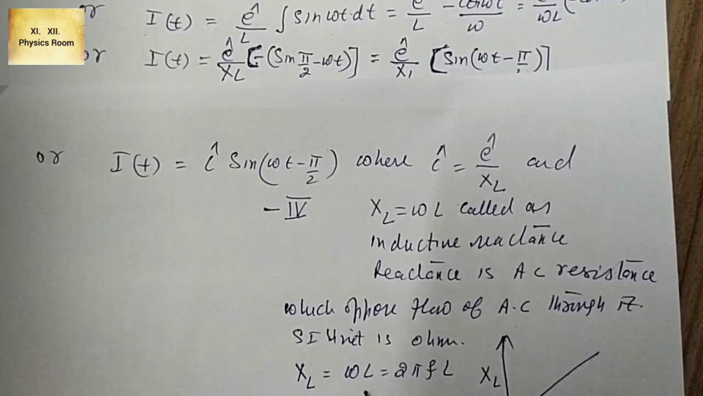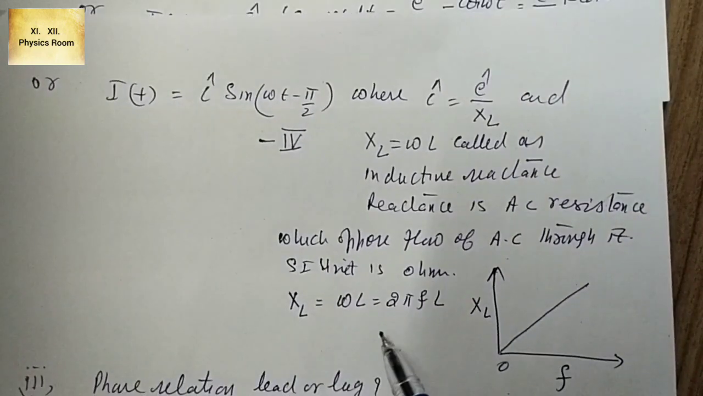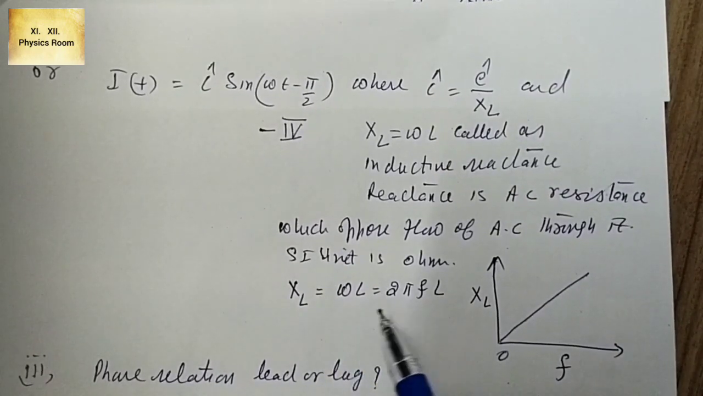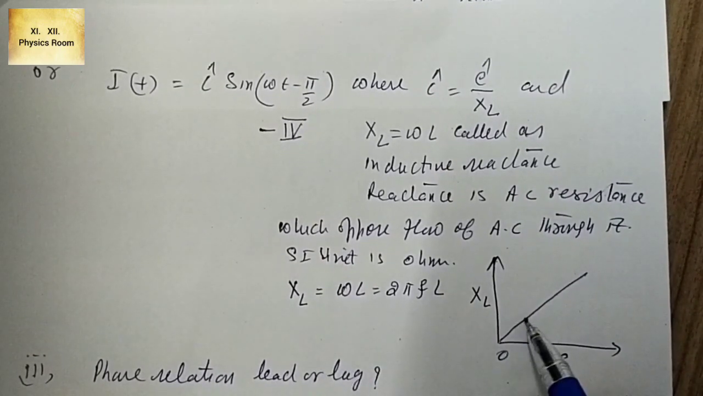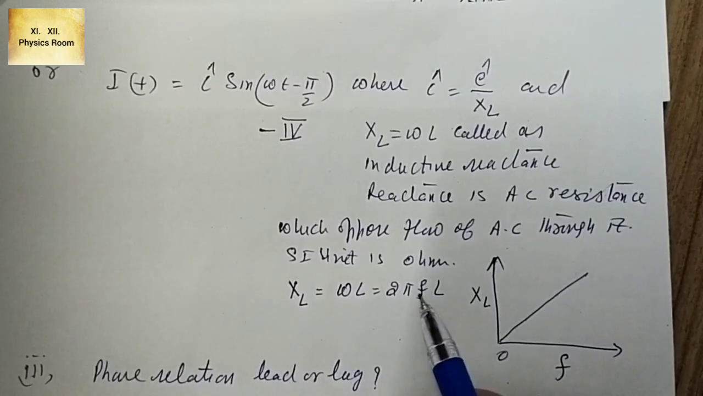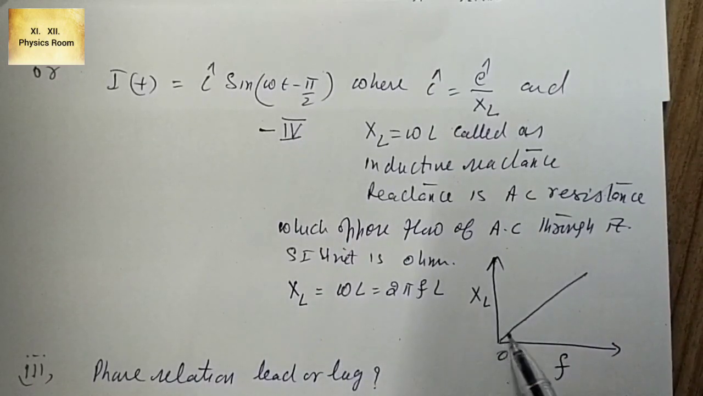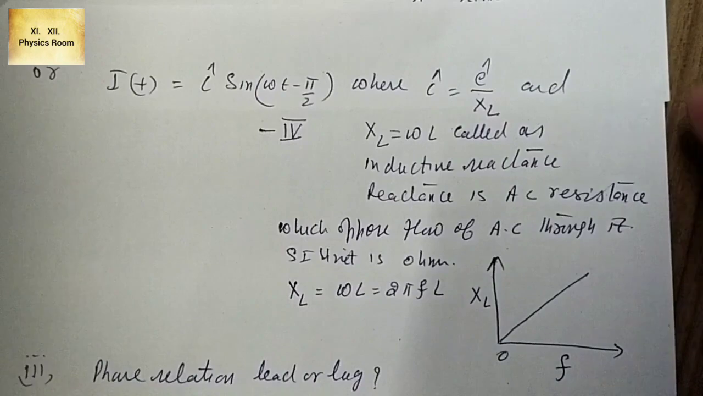So XL is equal to omega L is equal to 2 pi FL, because omega is 2 pi F, where F is the frequency of AC. If we plot a graph between XL and frequency, it is a straight line. XL is directly proportional to frequency. As frequency increases, inductive reactance increases. As frequency reduces, inductive reactance reduces. So both are in direct proportion. XL is directly proportional to F.